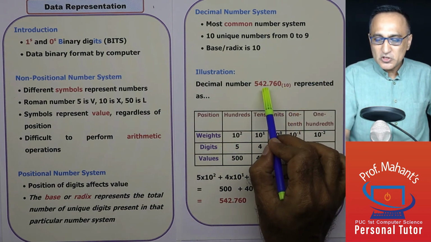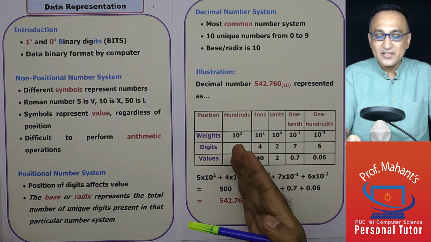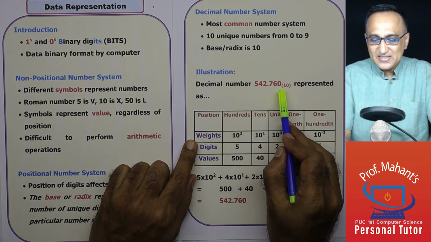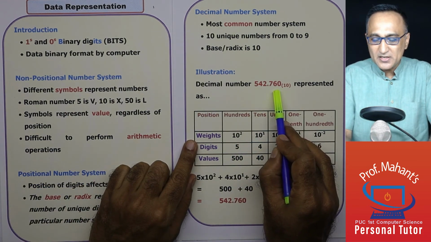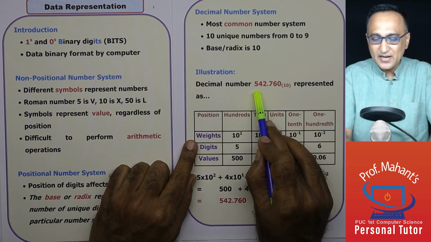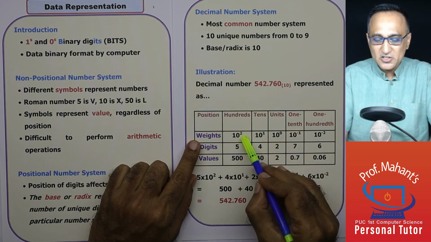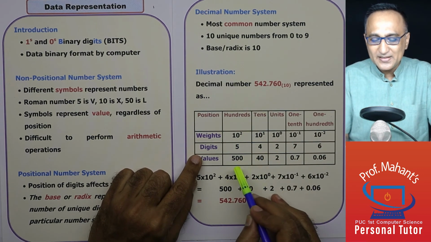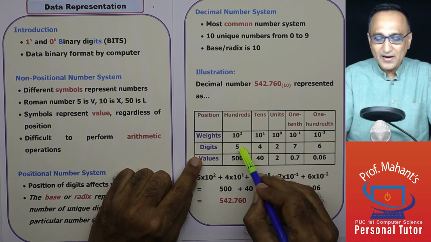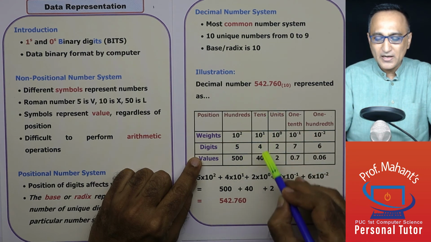Different positions have different weights, and based on the weights you are able to get the value of the final number. So the weights are 10 raised to minus 3, 10 raised to minus 2, 10 raised to minus 1, 10 raised to 0, 10 raised to 1, 10 raised to 2. If there was one more digit, it would be 10 raised to 3. If you take the digit and multiply it by the weight, you get the value of that particular position. So the value of 5 is 5 into 10 into 10, which is 500. The value of 4 is 4 into 10, which is 40.